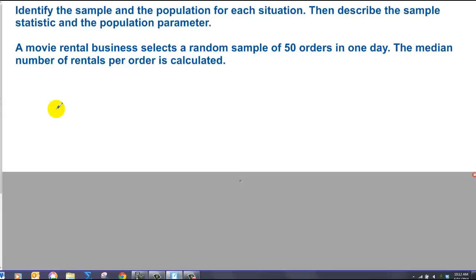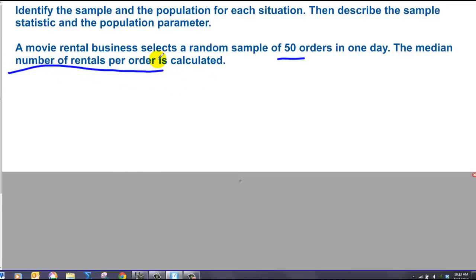So what we want to do in this first example is identify the sample and the population for each situation. Again, the smaller part of the larger part. And then describe the sample statistic and the population parameter. So we have a situation where a movie rental business selects a random sample of 50 orders in one day, and then they find the median of the number of rentals per order.